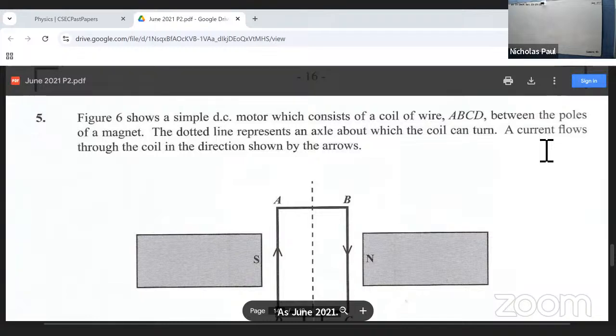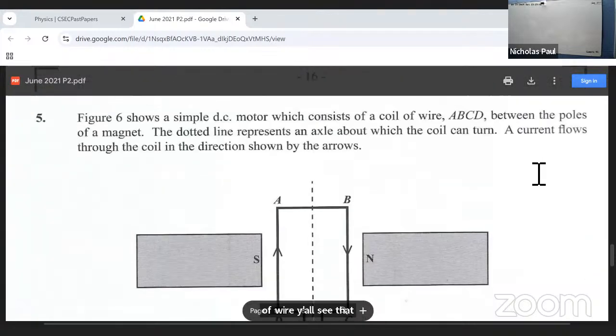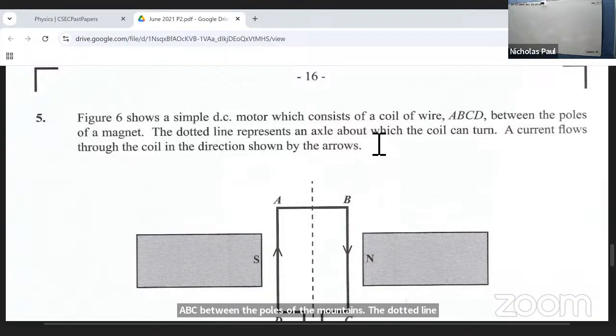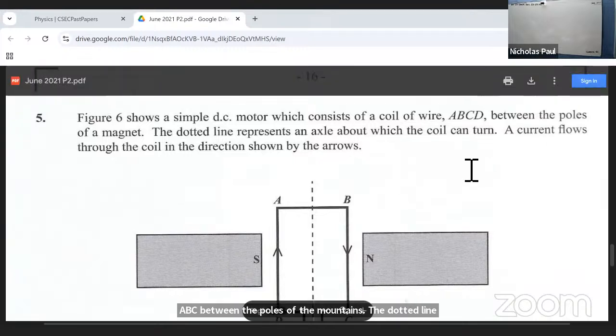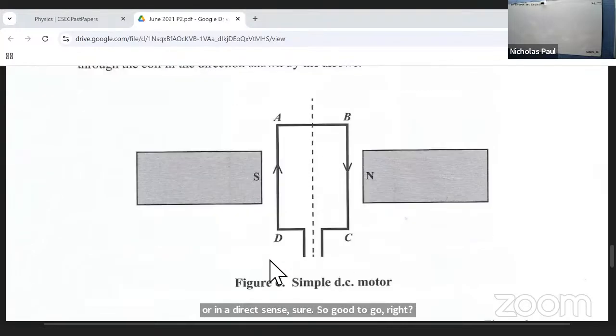Figure 6 shows a simple DC motor, which consists of a coil of wire. You all seen it? Coil of wire ABCD between the poles of the magnet. The dotted line represents an axle about which the coil can turn. The current flows through the coil in the direction shown. So it's good to go, right? You don't have the other parts of it, but you don't need it, right?